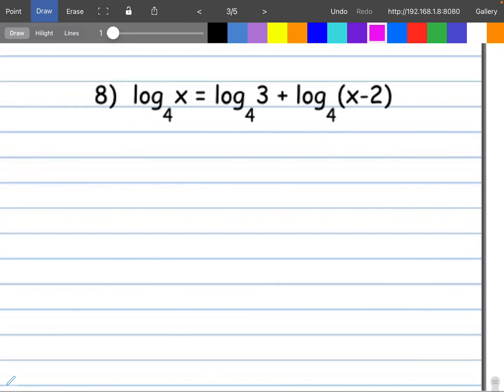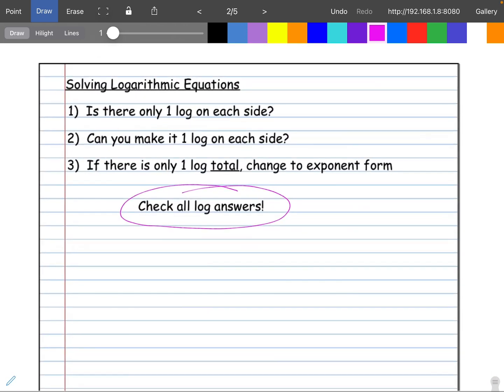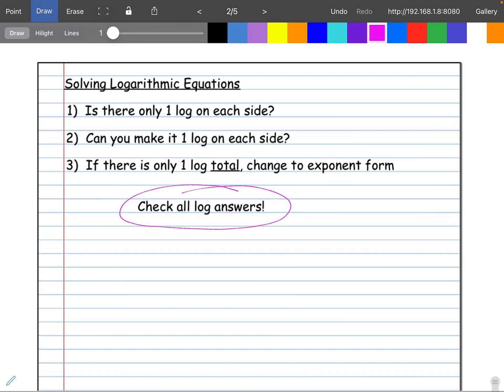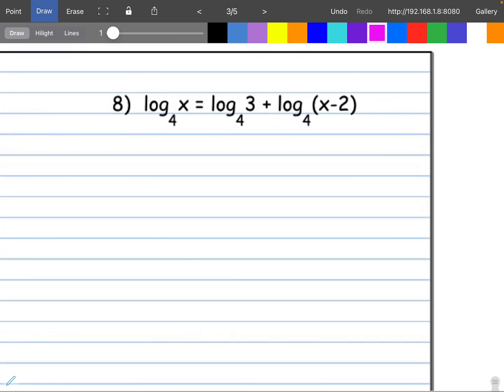Alrighty, for number 8. Okay, we've got logs all over the place in this one. So think back to what we had that told us what we want to do. So this is going to be number 2. So we don't just have one log on each side, and we don't just have one log total. So we want to try to get it to where we can make it so it only has one log on each side. So if we look at number 8, can I combine the 2 logs on the right? Yes, I can, because they both have the same base. Therefore, I want to condense those down into a single log.